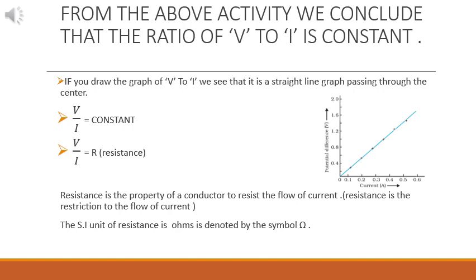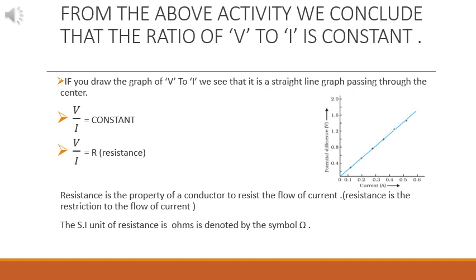And if you draw the graph, you can see the graph in the slide. It is also present in your textbook. That is the graph of current on x-axis and potential difference on y-axis. Then you will see that you get a straight line passing through the center. So from this graph we can conclude that V upon I is equal to constant. Now what is this constant? This constant we name as R.